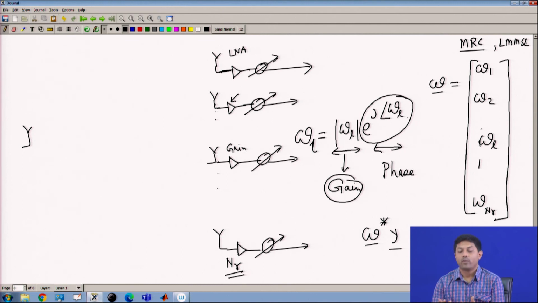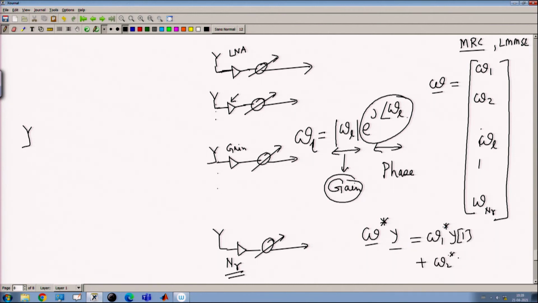Now, this W star y, what does it mean? This is a vector multiplied by another vector in an inner product way. Which means that this will be omega 1 star into y 1 plus omega 2 star y 2 plus omega N_R star into y N_R, right. These individual multiplications are done this way. What is left? I have to add them up, because that is what it is saying, right? It is addition. Everywhere there is an addition. So, all these components I have to now add up. This N_R, I have to add up.